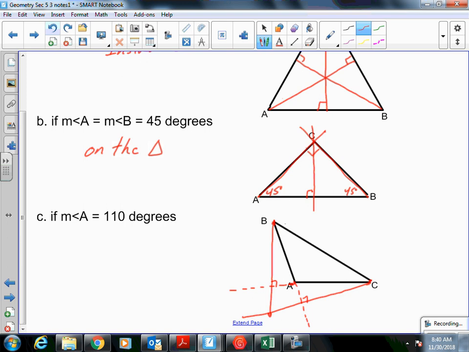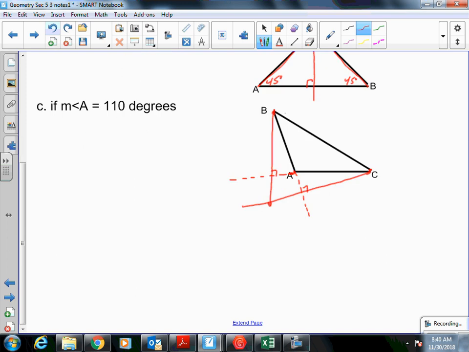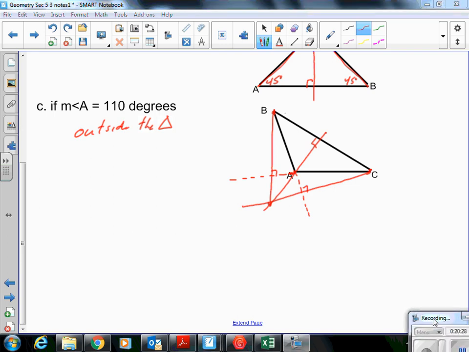And then from that point through point A, it looks something like that. So our intersection point, our orthocenter, is way out here outside the triangle. All right, and that's the notes for section 5.3.